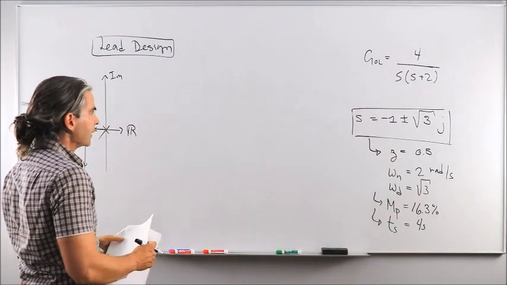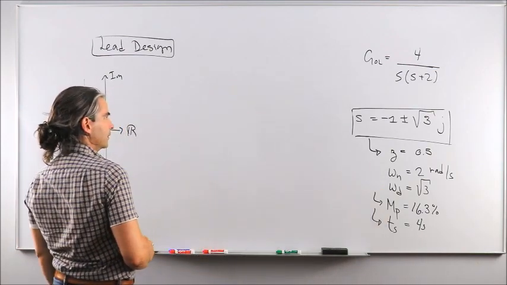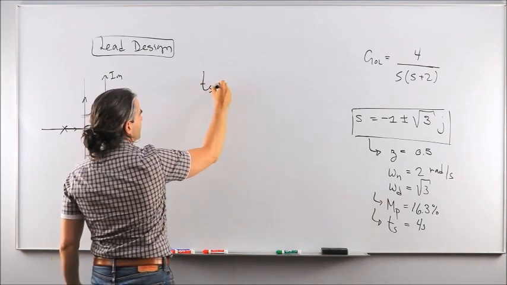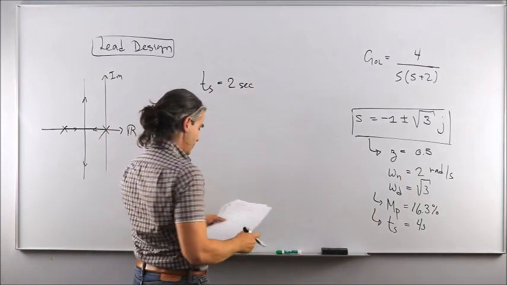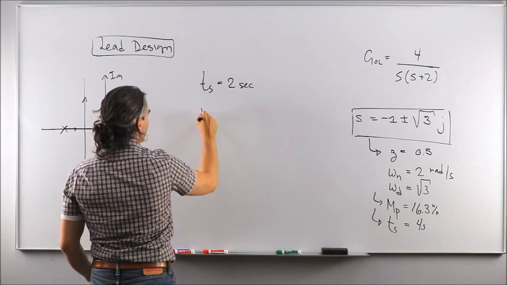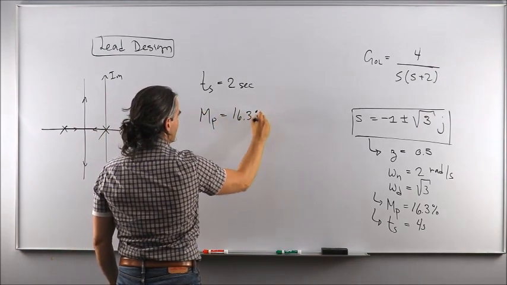Okay. This is what we have in terms of current performance. But the client comes and says, you know what? I'd like a settling time of 2 seconds. Whoa. He better have good actuators. And I'm fine with the current maximum overshoot of 16.3%.